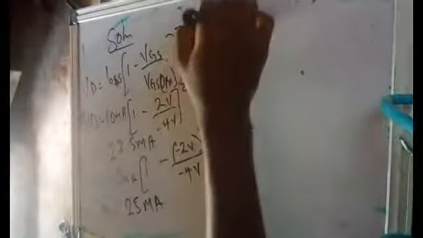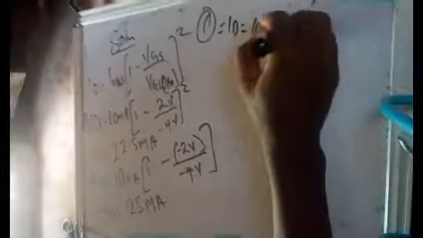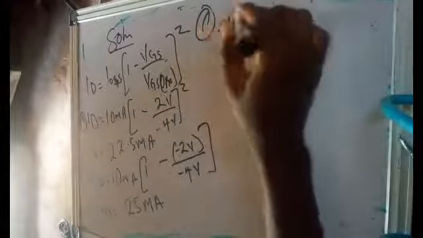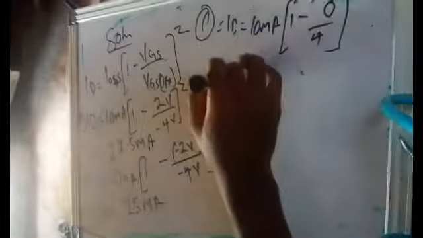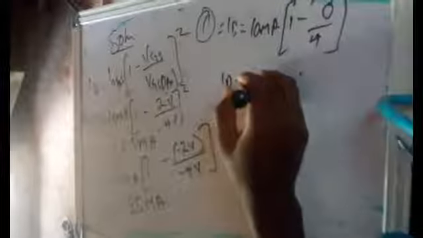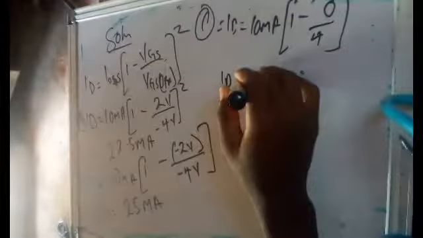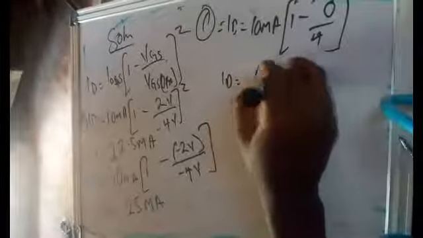So on the C part, our ID is equal to IDSS, which is 10 milliamps, times 1 minus, and our VGS here is 0 over 4. So our ID is equal to 10 milliamps.